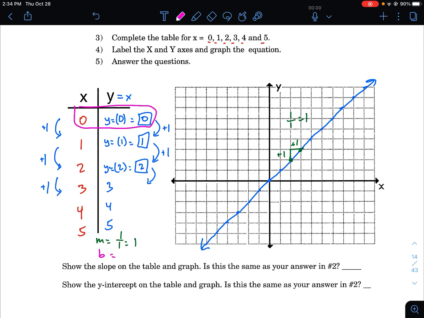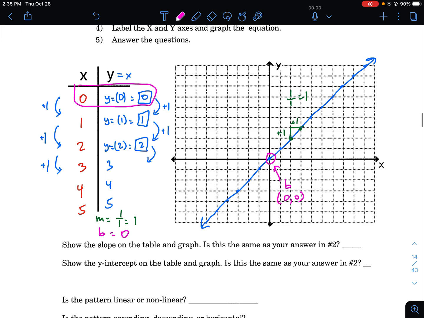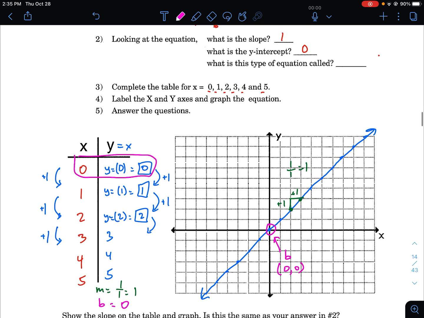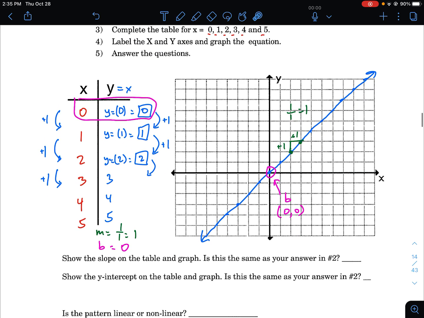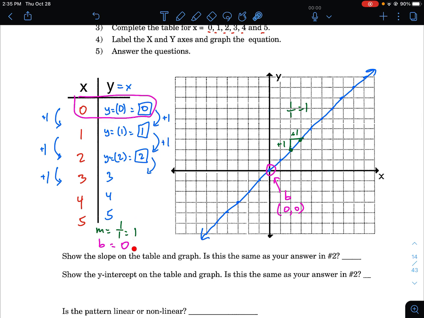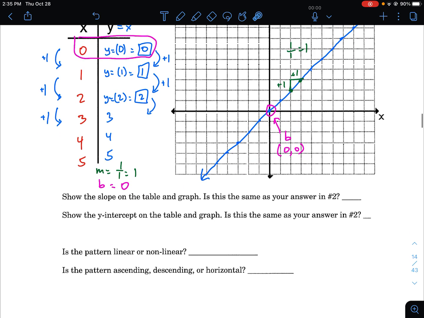When x is 0, what does y equal? It equals 0. Here's our y-intercept right there. It is b, which is 0. Is it the same as what we have for answer 2? We said slope is 1, y-intercept is 0. So the answer to both is yes and yes.